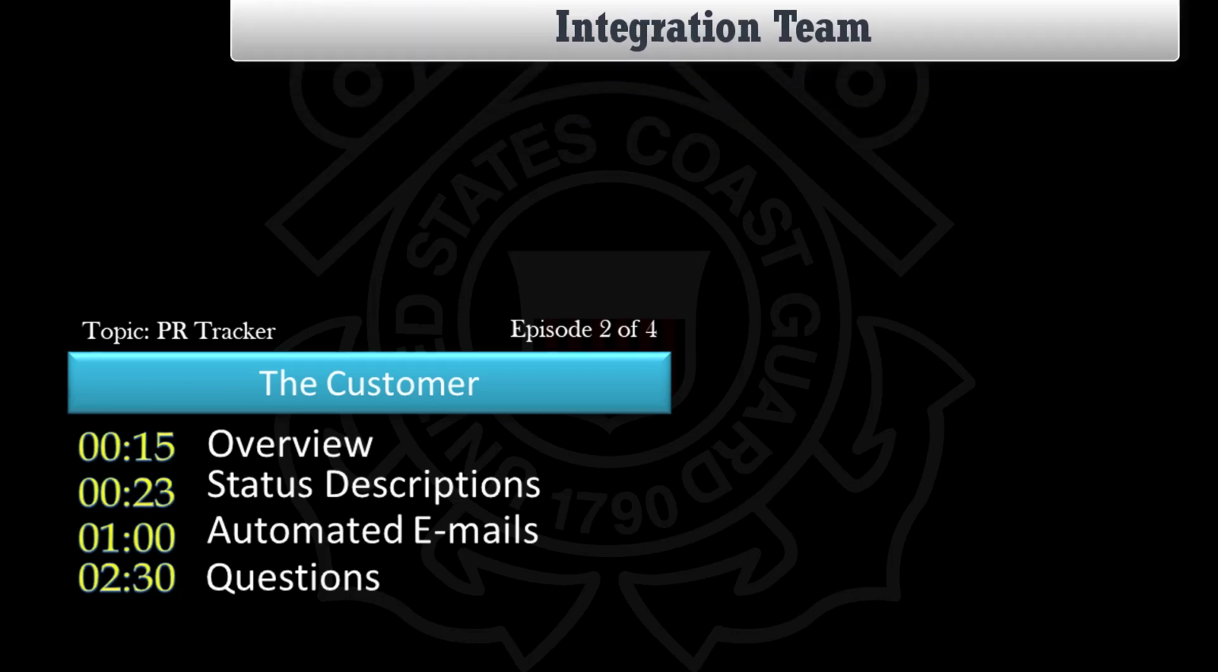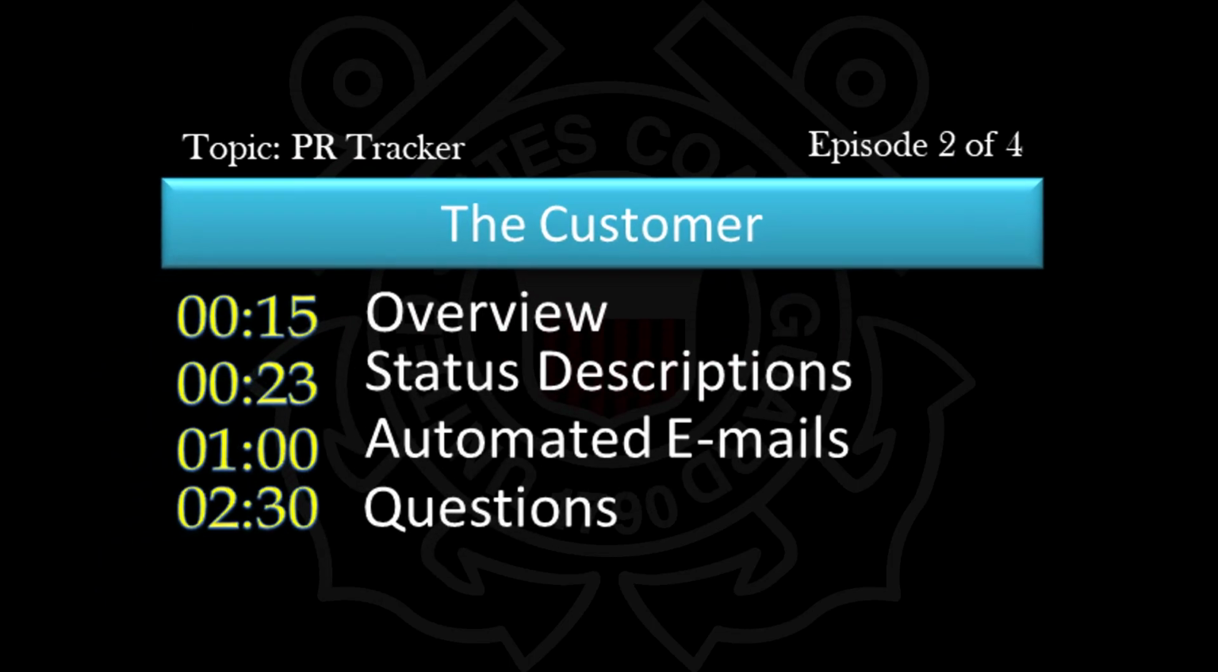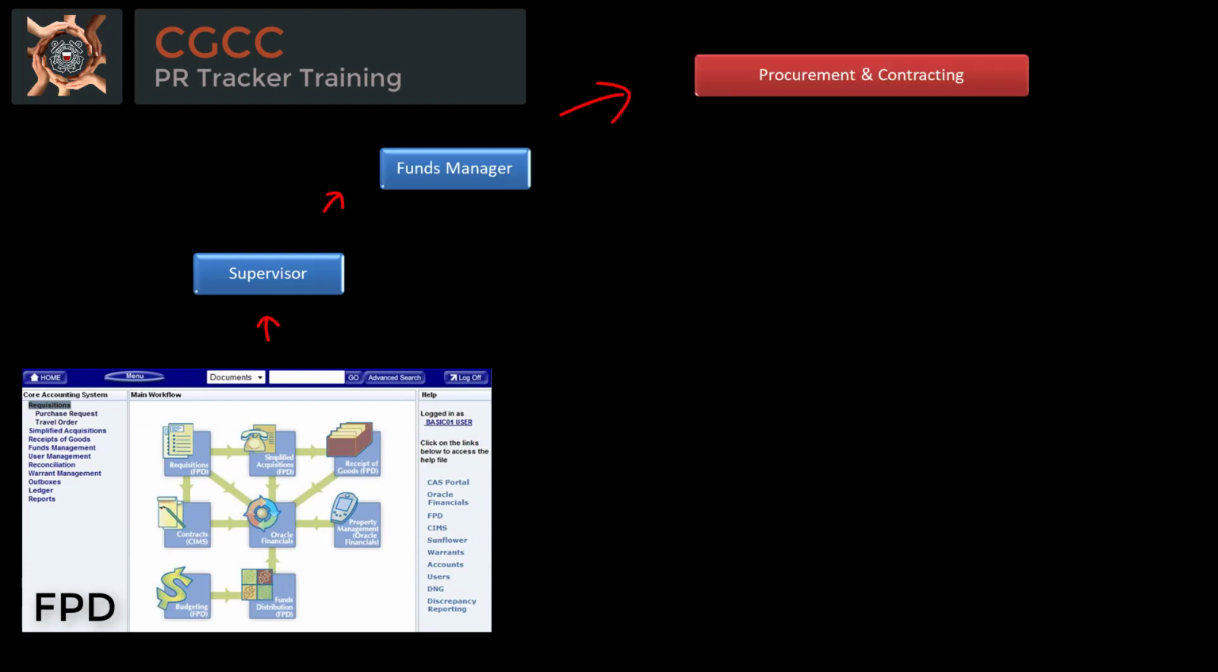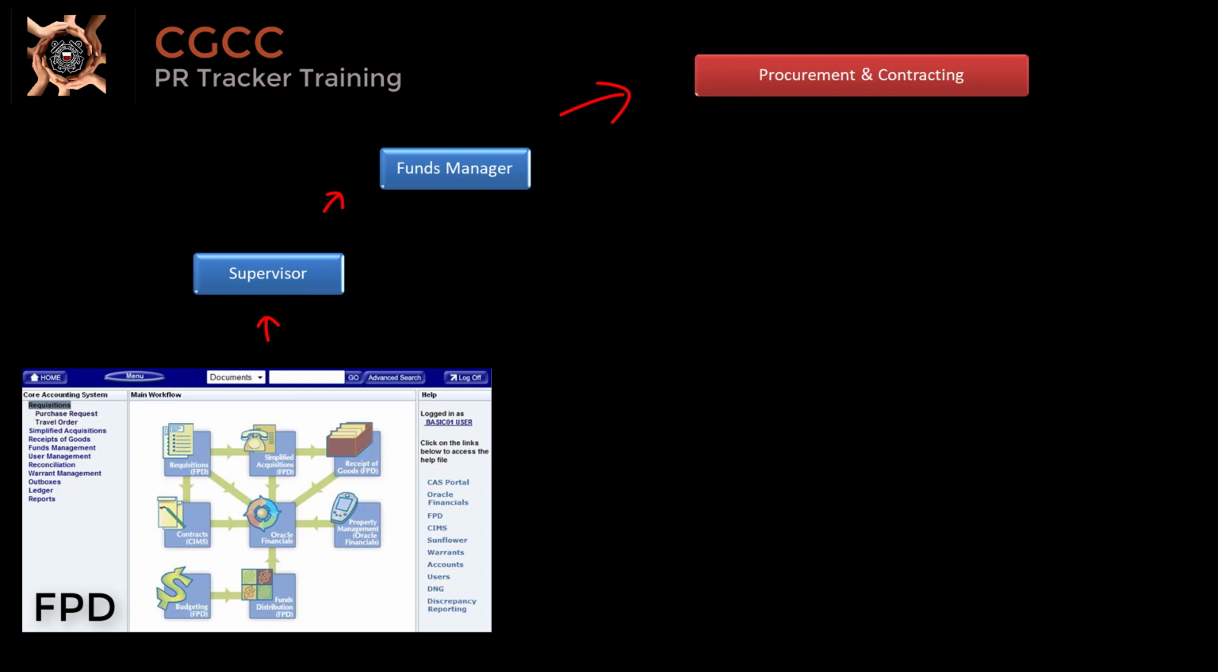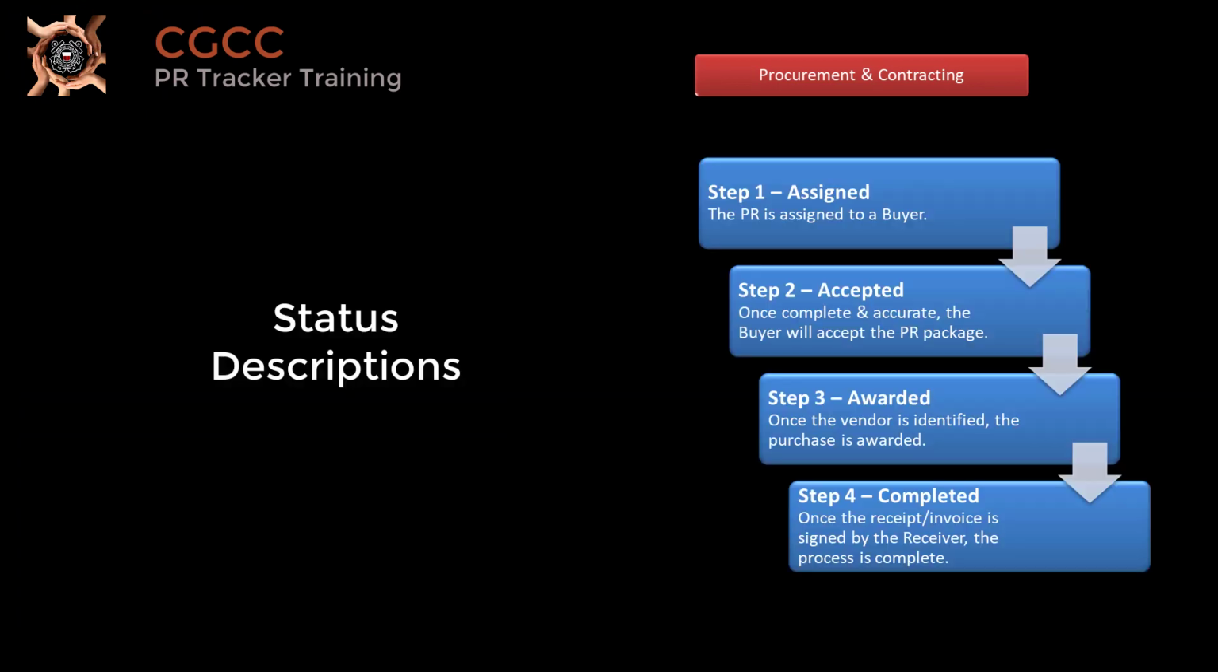Today we are focusing on PR trackers and specifically the role of the customer. For the new PR tracker, we are going to talk about the status assigned. Once a PR is submitted into FPD by the customer, it goes up through the supervisor, the funds manager, and then the procurement shop ID inbox within FPD for the P&C shop to distribute. Once the PR is distributed, it is assigned to the buyer, and that is the end of step 1.